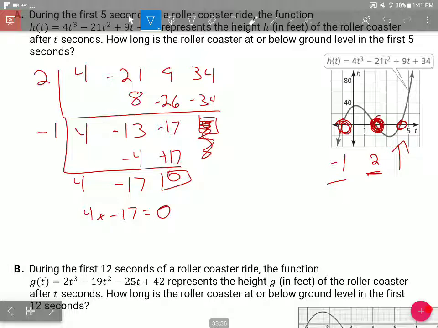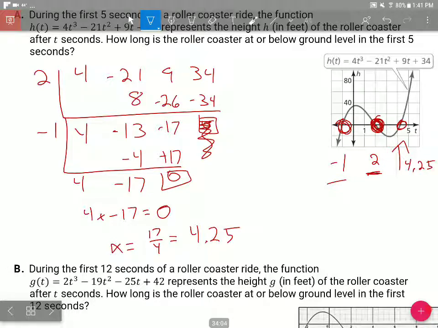Notice how we've taken factors and set them equal to 0. So move the 17 over, it becomes what? Positive. And then what do you have to do to get to x? Divide by 4. So x is 17 over 4. What's 17 divided by 4? What's 16 divided by 4? 4. So it's 4.25. So it goes from 4 to 4.25.